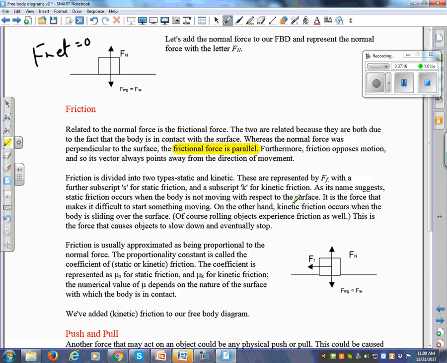On the other hand, kinetic friction occurs when the body is sliding over the surface. Of course, rolling objects experience friction as well. Rolling friction is way beyond high school physics. Friction is usually approximated as being proportional to the normal force.